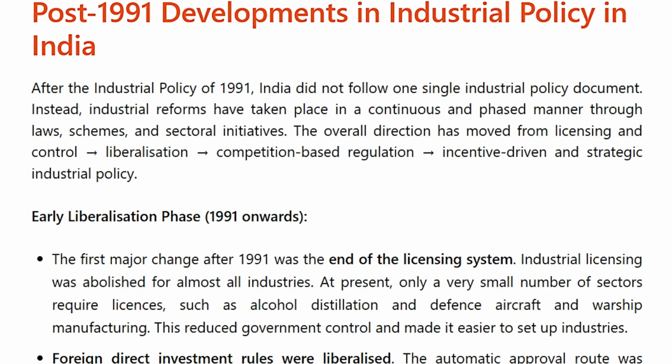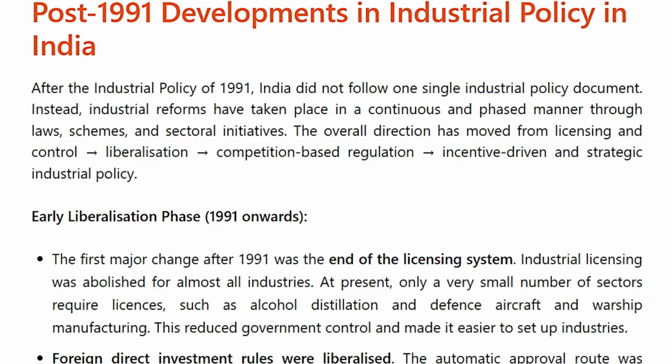Post-1991 developments in industrial policy in India. After the industrial policy of 1991, India did not follow one single industrial policy document. Instead, industrial reforms have taken place in a continuous and phased manner through laws, schemes, and sectoral initiatives. The overall direction has moved from licensing and control to liberalization, competition-based regulation, and incentive-driven and strategic industrial policy.